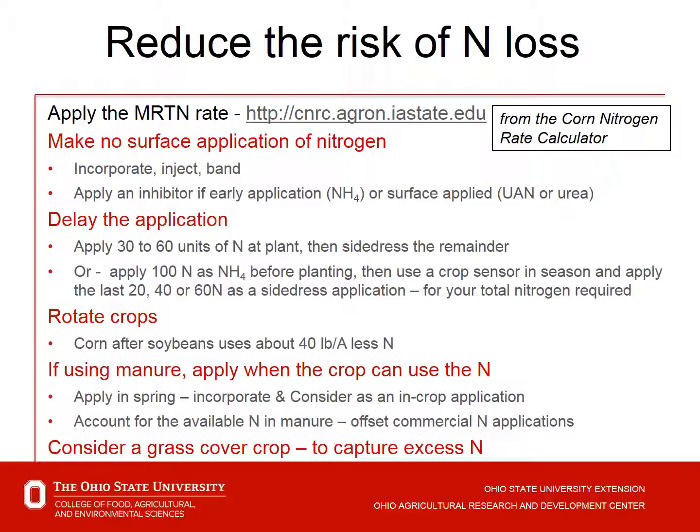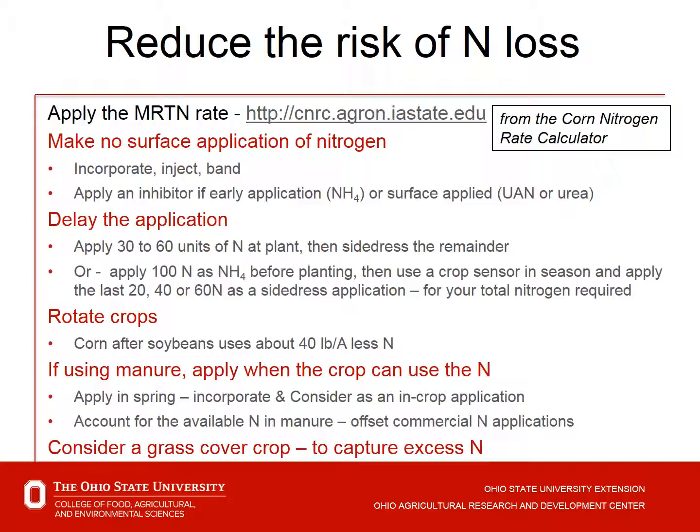Again, there is some risk shortly after application. Delay the application, maybe apply 30 to 60 pounds of nitrogen at planting, and side dress the remainder. Again, if we can delay that application, we reduce the risk of loss.